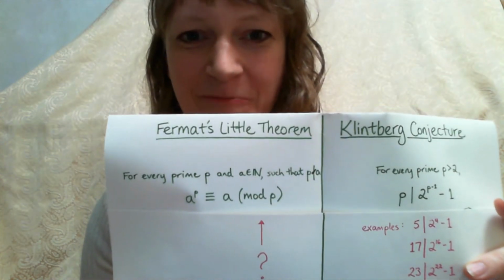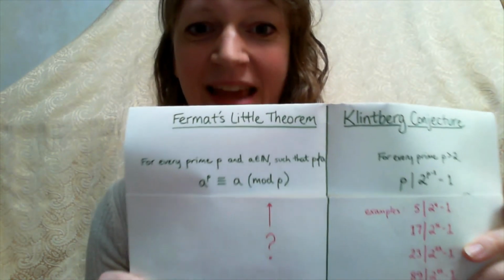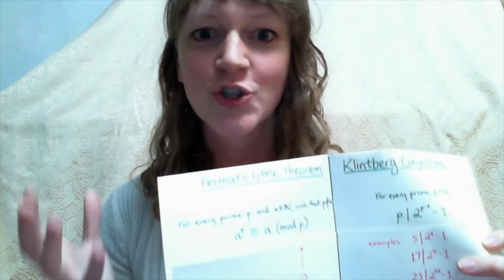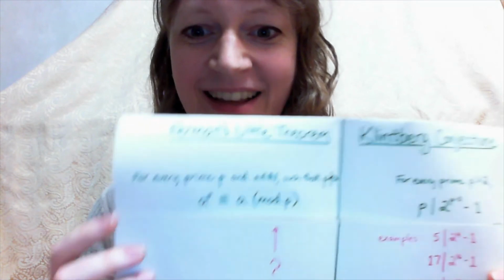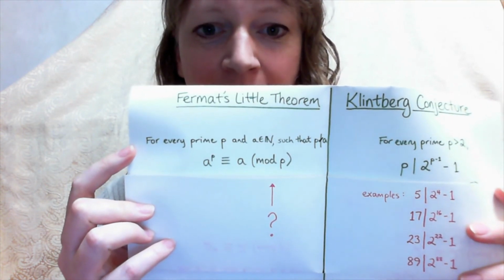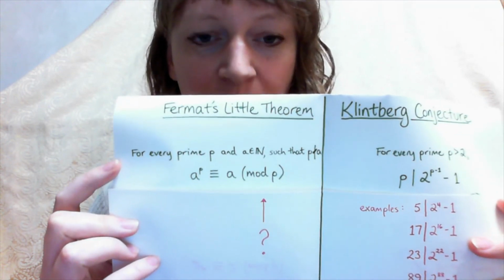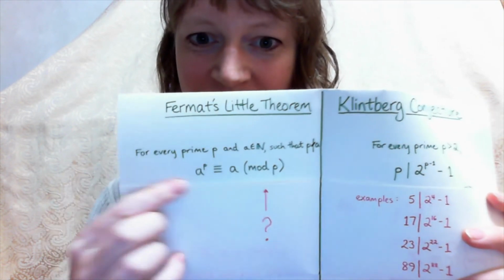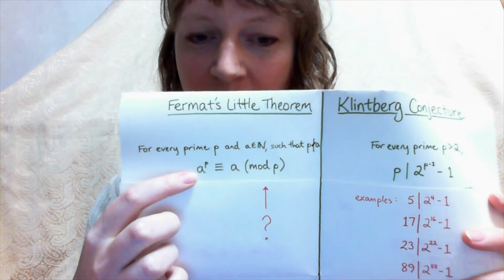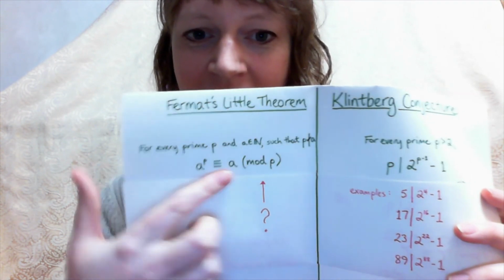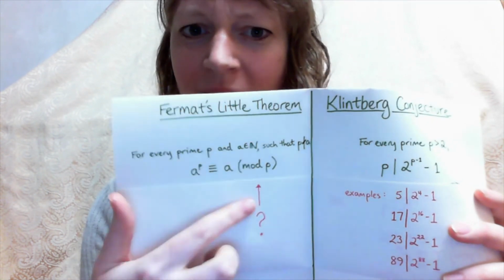Fermat's little theorem. This turns out to be exactly the same as my Klintberg conjecture, but better, stronger, more generalized. For every prime p and a in the natural numbers, such that p does not divide a, a to the power of p is congruent to a in mod p. Well, what does this mean?